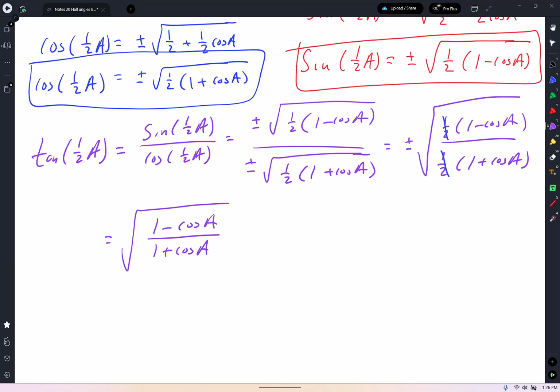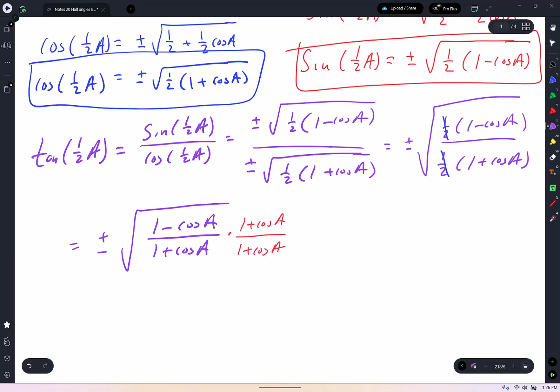Now what? We're stuck. There's still a plus or minus on the outside. All right, we can multiply this by the conjugate of whatever you want, either the numerator or the denominator, and we'll get one or the other. Let's go ahead and multiply this by (1 plus cosine A) over (1 plus cosine A). This is still under the radical here. This is just like multiplying by 1, so you don't change anything.